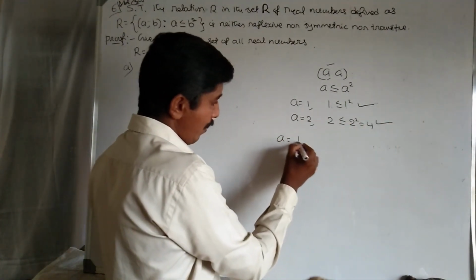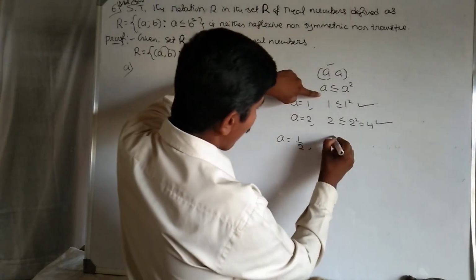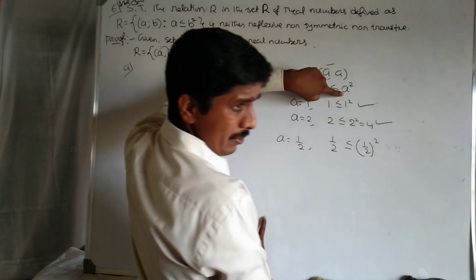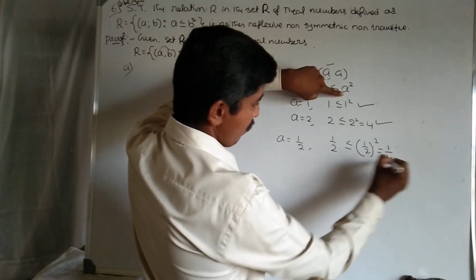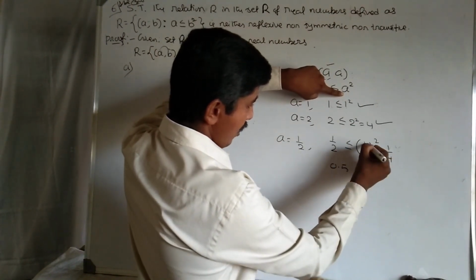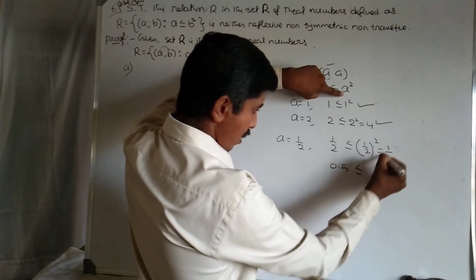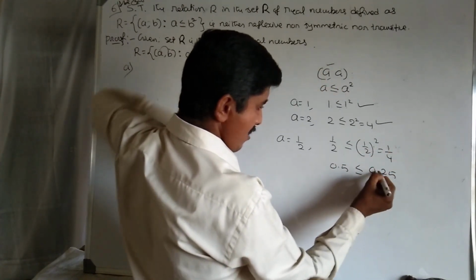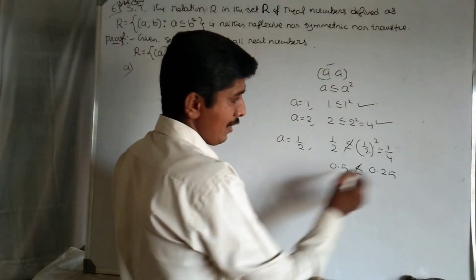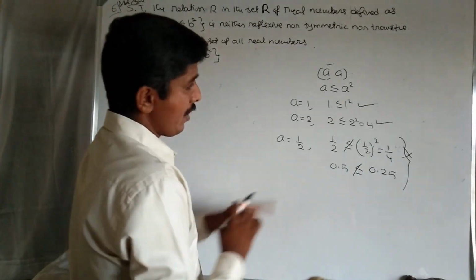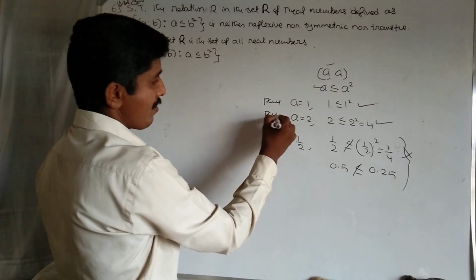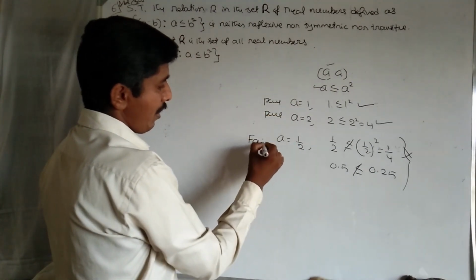Suppose a equal to 1 by 2. Here a equal to 1 by 2 is less than or equal to 1 by 2 whole square. 1 by 2 whole square is 1 by 4. 1 by 2 means 0.5, and 1 by 4 is 0.25. Is it true? 0.5 is greater than 0.25, but not less than. Correct. In these two cases, the condition is satisfied, which means pass. But in this case, when a equal to 1 by 2, it fails.